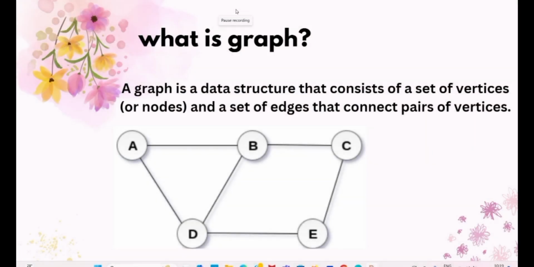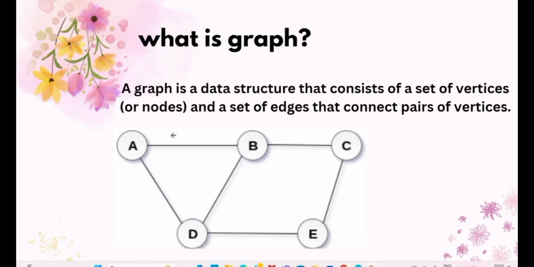What is a graph? In data structures, a graph is a non-linear structure that consists of vertices and edges that connect them. Now here is an example of a graph. Here A, B, C, D, E are called vertices and the lines joining those vertices are called edges.